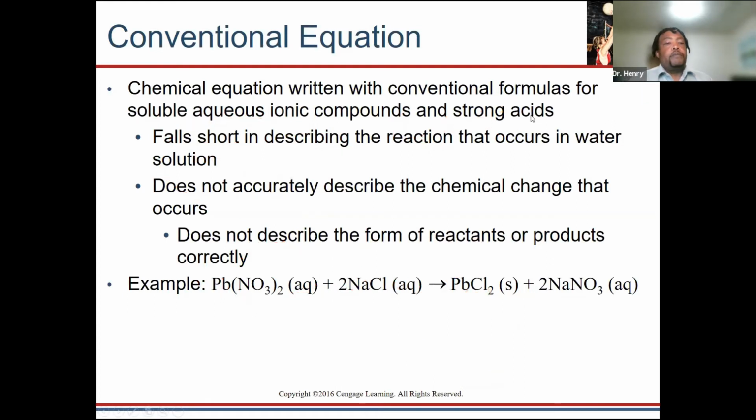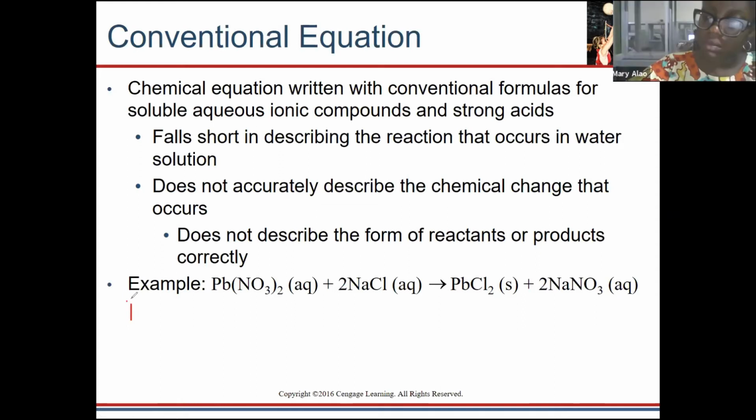Okay, so up until this point, we've been working with what we call the conventional equation. The conventional equation basically writes it with everything together, right? But in reality, when things are in aqueous solutions and they can dissociate, they're going to dissociate. And so we're going to learn how to write what we call the total ionic equation. And the way that we do that is anything that can dissociate, we're going to dissociate.